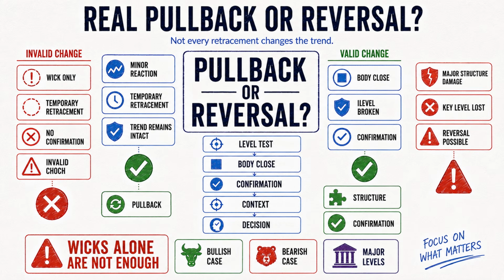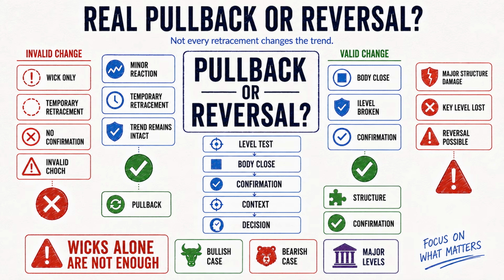Now that we understand BOS and CHoCH, the next step is learning how to interpret pullbacks correctly, because many apparent reversals are not real reversals. They are simply retracements inside the larger structure. To avoid this mistake, we need to understand which swing points are truly important and which ones are only minor internal reactions.